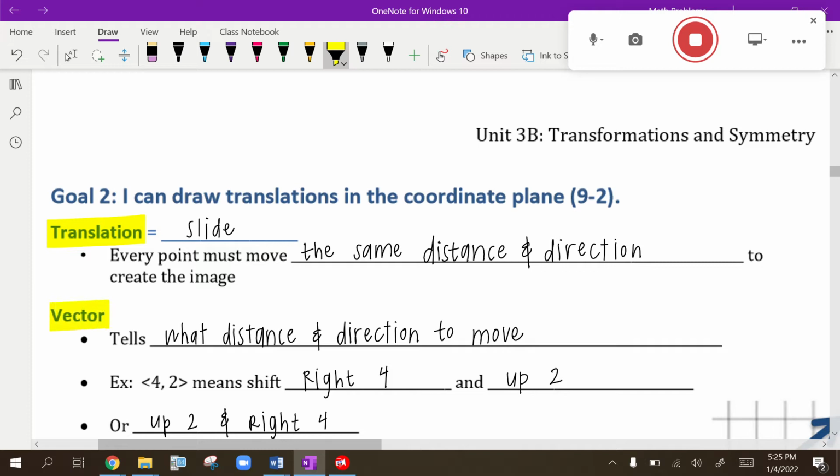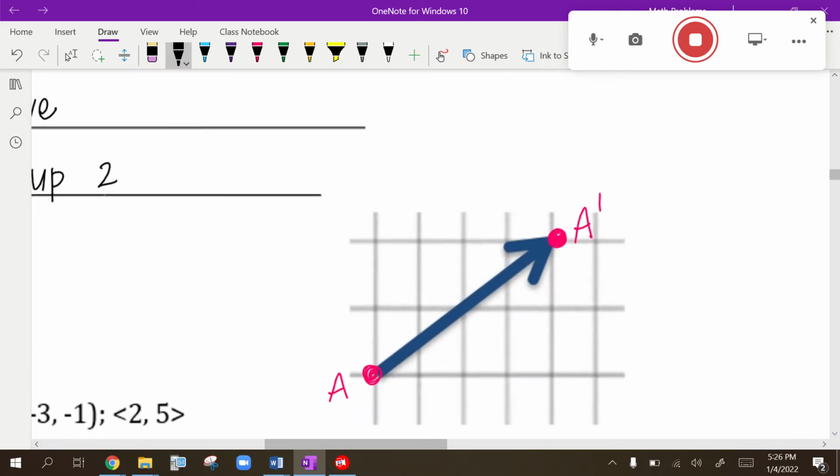Now, something that's important is the vector. The vector tells what distance and direction to move. You've seen a vector that looks like this arrow. It shows where to move point A to become the image of A. In this case, we are moving up 2 and to the right 4.